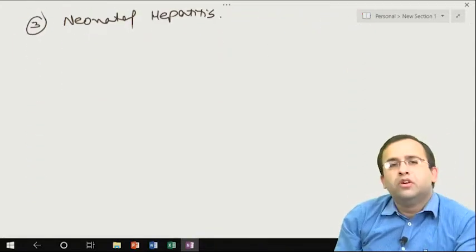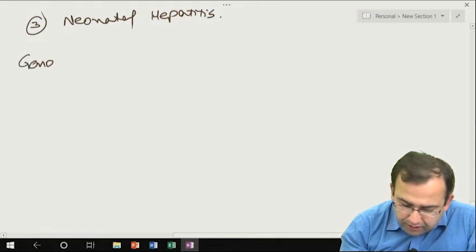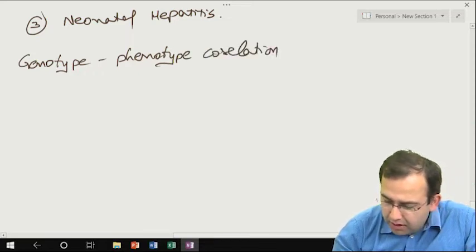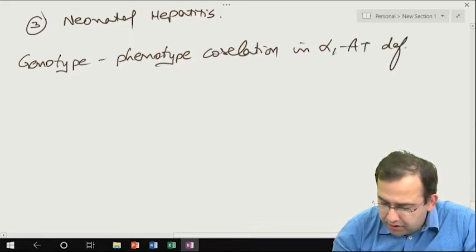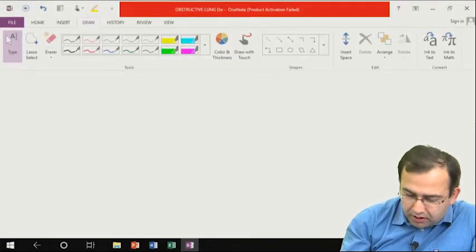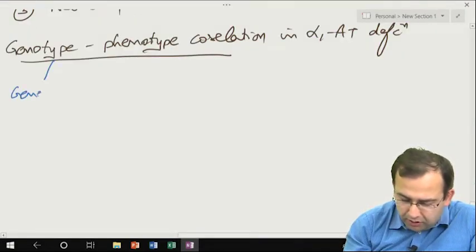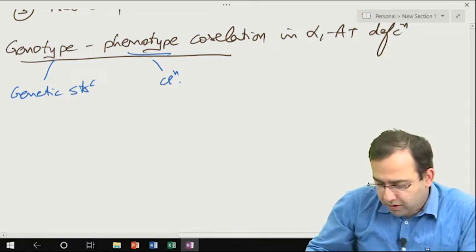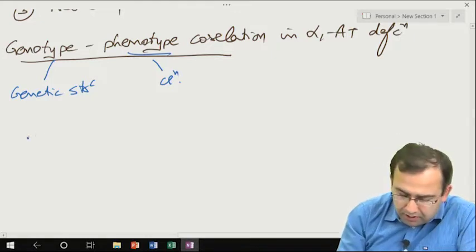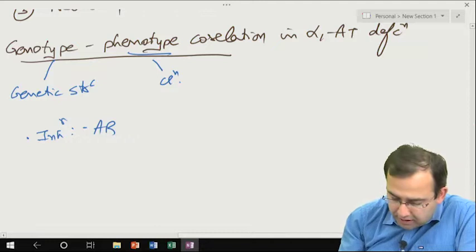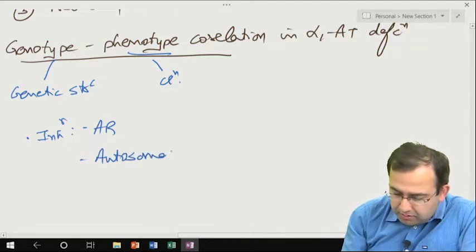Next point, this gets us to genotype phenotype correlation in alpha 1 antitrypsin deficiency. Genotype is the genetic structure, that is, the genes, whereas phenotype are the clinical features. First point, inheritance pattern. What is the inheritance pattern of alpha 1 antitrypsin deficiency? Autosomal recessive. Fair enough. But a special subtype of autosomal recessive, that is autosomal codominant allele expression.